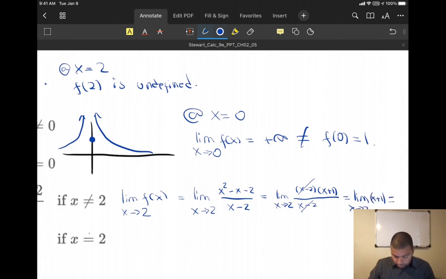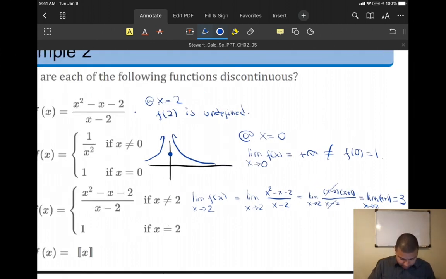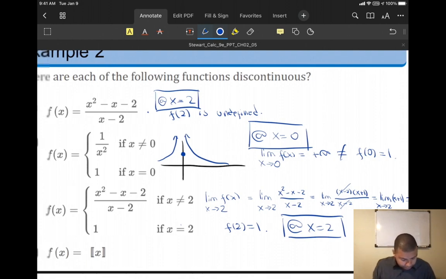And that's a 3, right, when I plug in x equals 2. However, f of 2 equals 1. So f is discontinuous at x equals 2. When you're doing your homework or problems, you just write all the letters. I'm just trying to save space and time here. You can say f is discontinuous at.